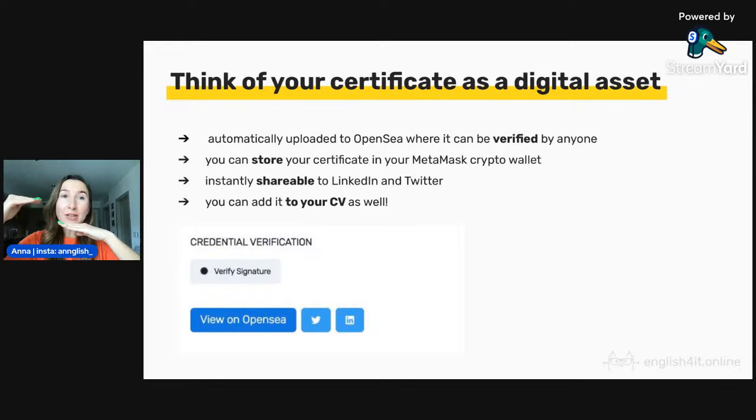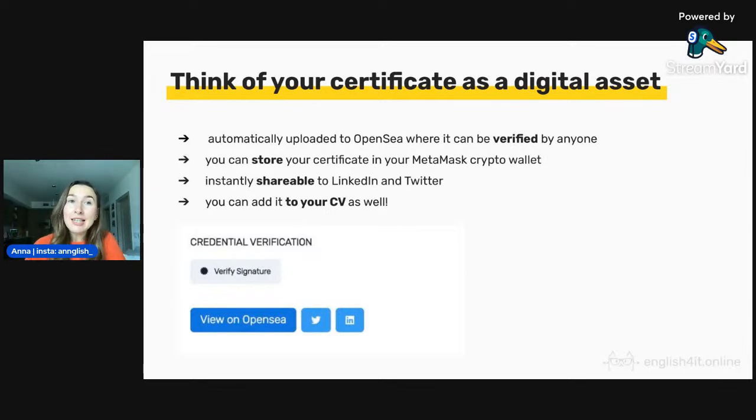Also, your certificate is not transferable. With NFTs, for example, I can send you my NFT as a gift, or I can sell you my NFT: you send me the money, I send you the NFT. Our certificates are not transferable. They are built as soulbound NFTs. This is a special type of NFT that is not transferable. So technically, if you receive such an NFT, you cannot transfer it to another wallet.